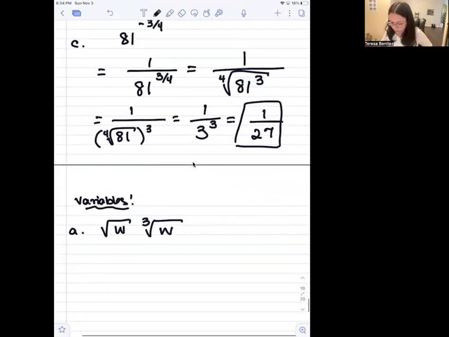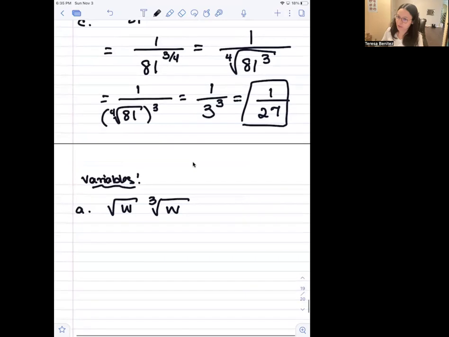Okay. Now I have variables. So the first example, I have this here. I have the square root of w multiplied by the cube root of w. So when we get to this, it's more convenient, instead of having radical notation, to have rational exponents, because we know how to deal with rational exponents. So here I have w to the power of 1/2.